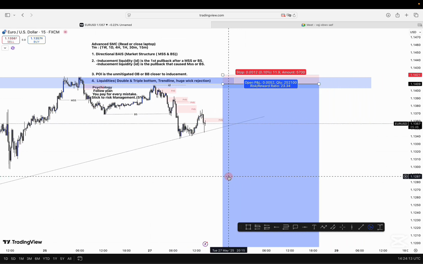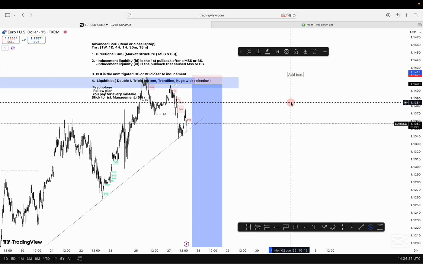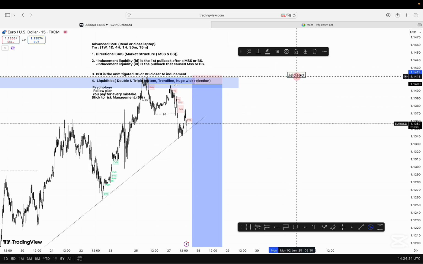So let's deal with trend line liquidity. Liquidity simply means money.